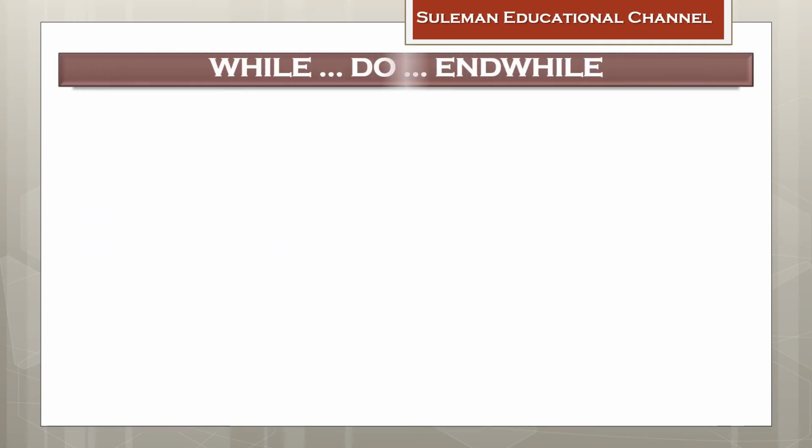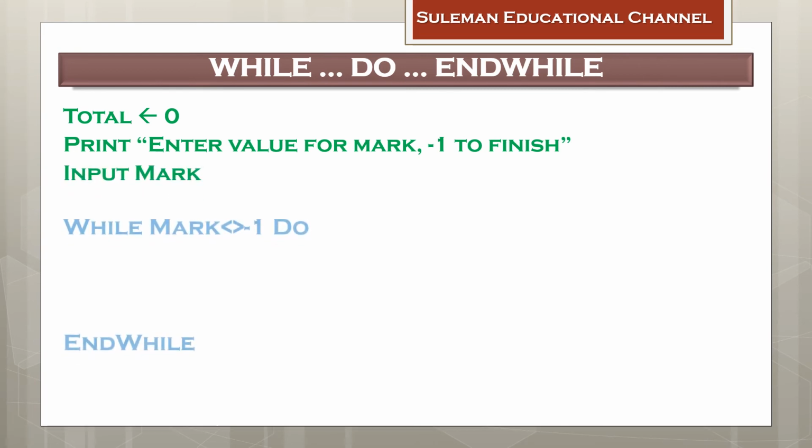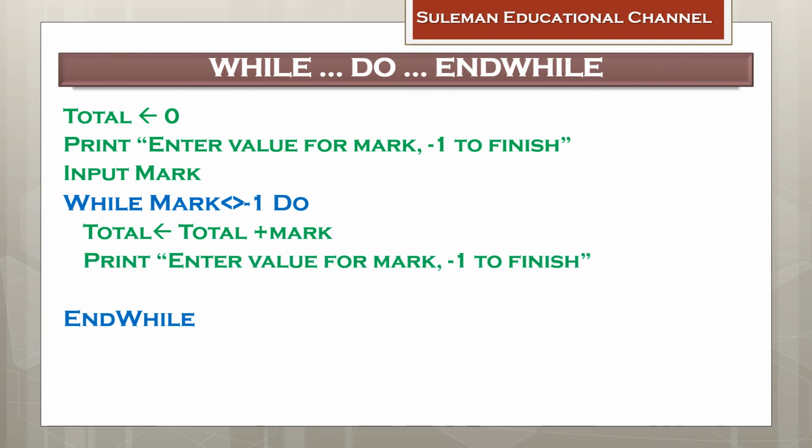Now let us discuss while loop in detail. Total assignment operator 0, print enter value for mark -1 to finish. Input mark, while mark is not -1, do total assignment operator total plus mark. Print enter value for mark -1 to finish. Input mark, end while. In line 1, 0 is assigned to variable total. In line 2, print enter value for mark -1 to finish. Here the message enter value for mark -1 to finish is displayed for the user.